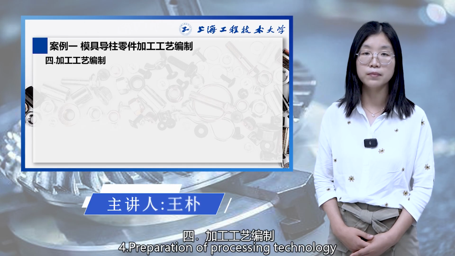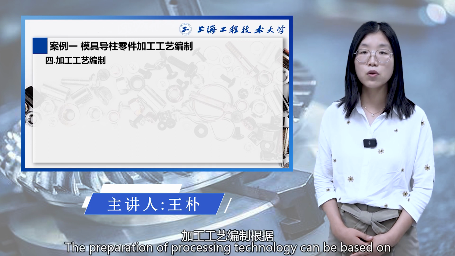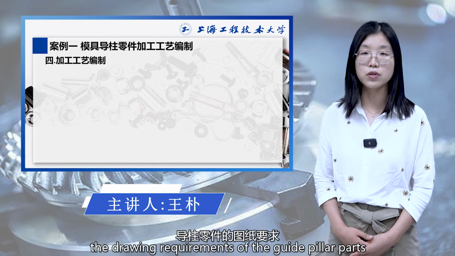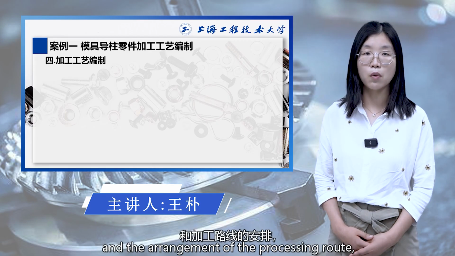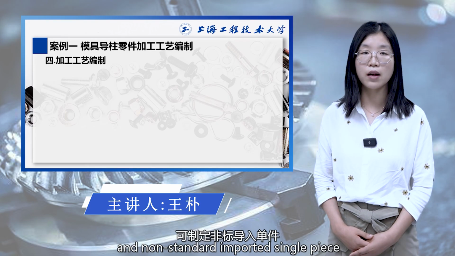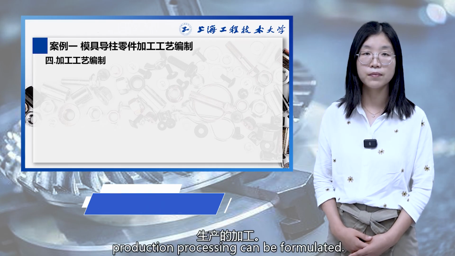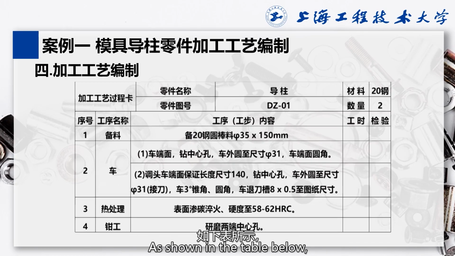Fifth, preparation of processing technology. The preparation of processing technology can be based on the drawing requirements of the guide pillar parts and the arrangement of the processing route, and a non-standard single-piece production processing can be formulated, as shown in the table below.